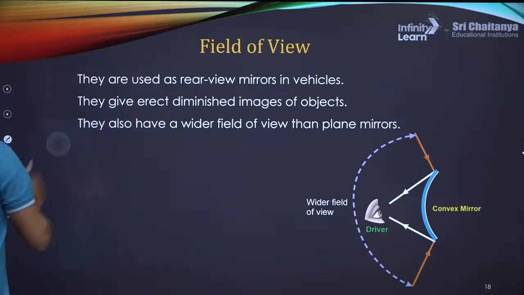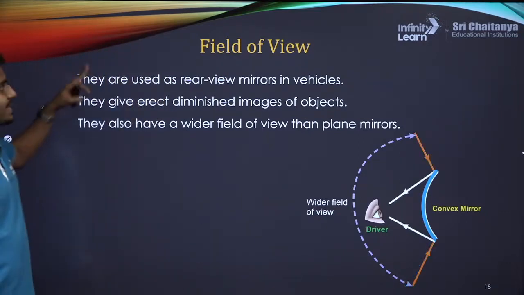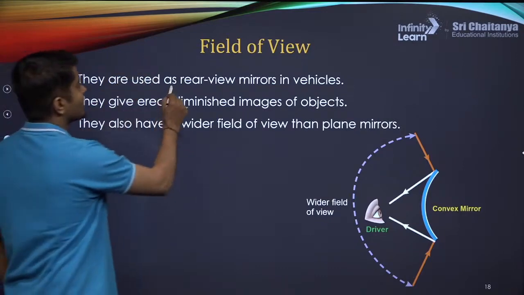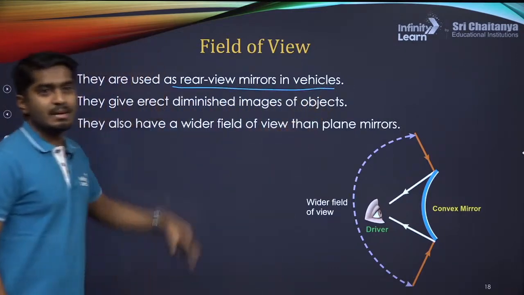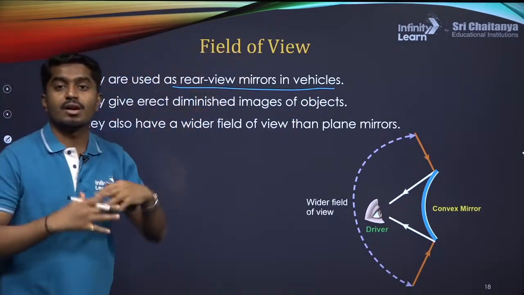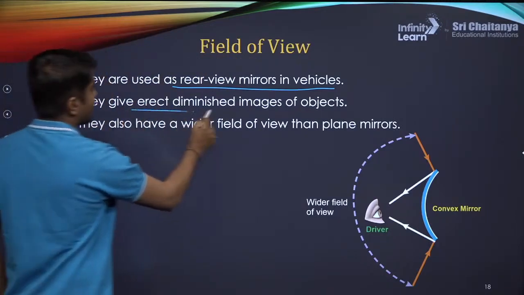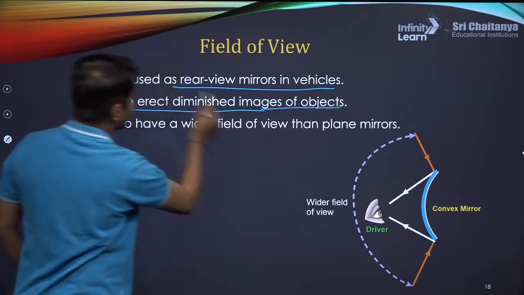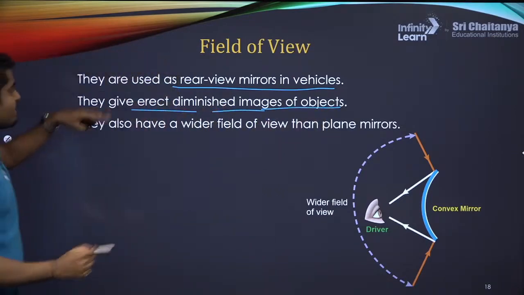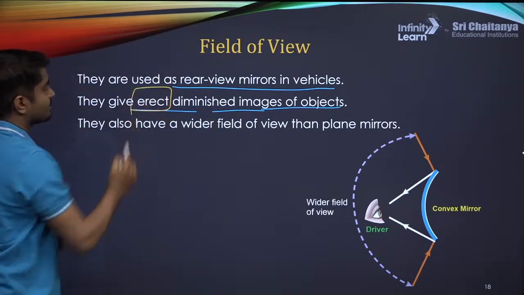Okay. So that is the reason they are used in the rear view mirrors of vehicles, because of the wide or large field of view. Then they give an erect and diminished image. So now why is it important? Why do we need an erect image?